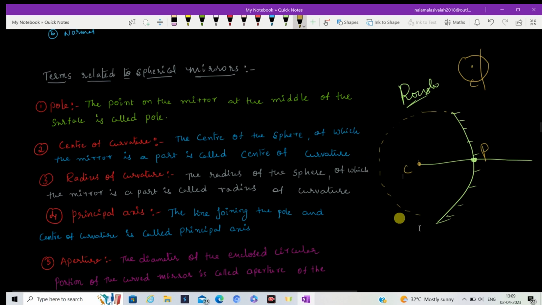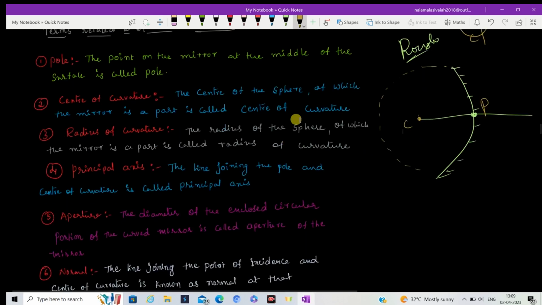This entirety is the sphere. The center of the sphere of which the mirror is a part is called the center of curvature. What mirror did we take? A curved shape mirror. That is the reason the center of the sphere of which the mirror is a part is called the center of curvature.